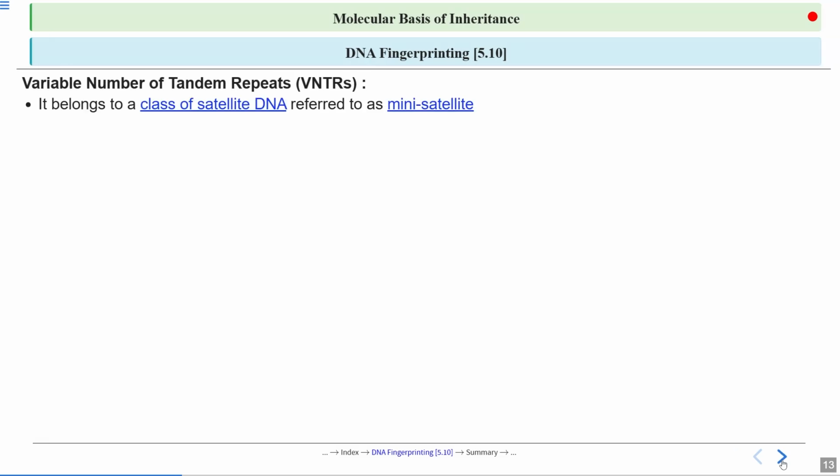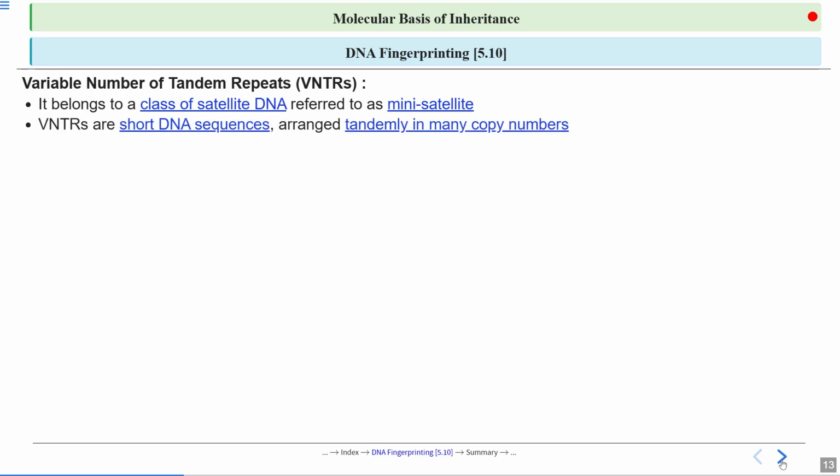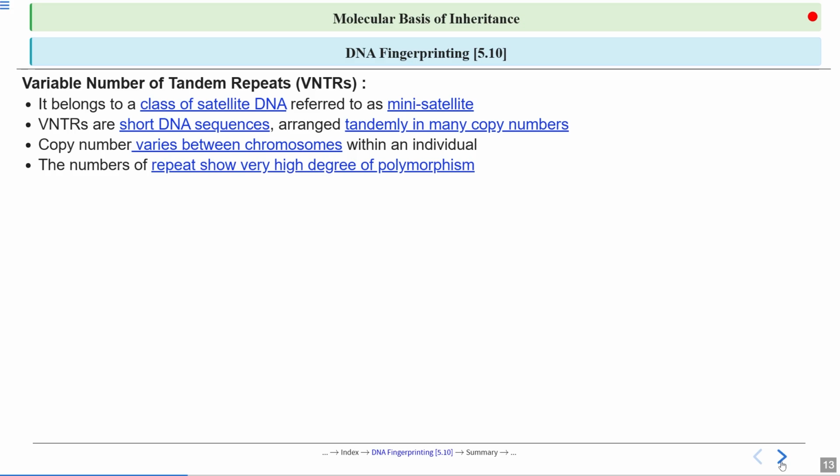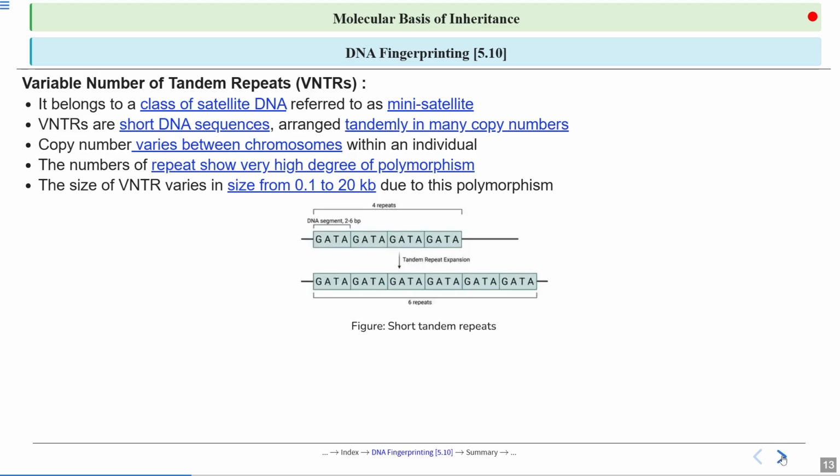Now, what is this variable number of tandem repeats? It belongs to a class of satellite DNA referred to as mini satellite. VNTRs are short DNA sequences arranged tandemly in many copy numbers. Copy numbers vary between chromosomes within an individual. The number of repeats shows a very high degree of polymorphism. The size of a VNTR varies from 0.1 to 20 kb due to this polymorphism.